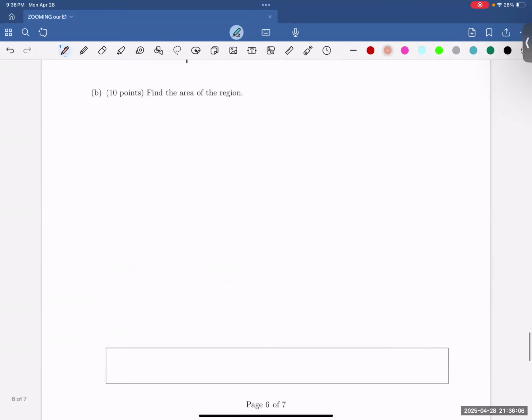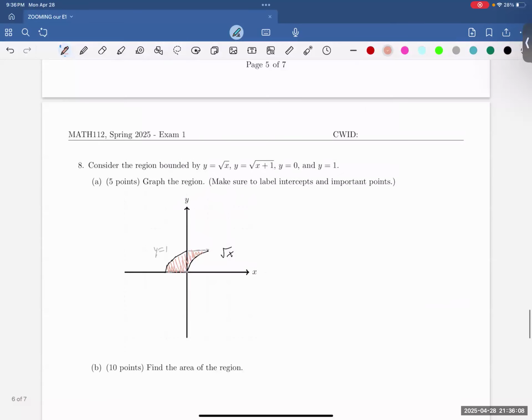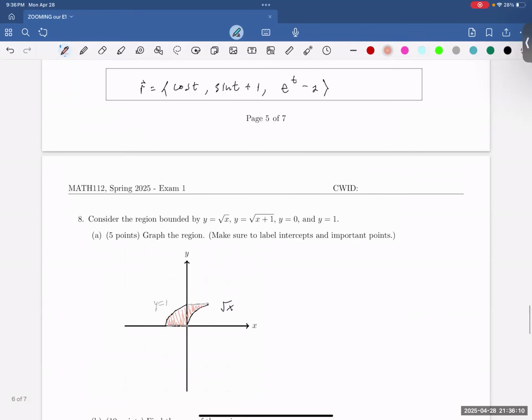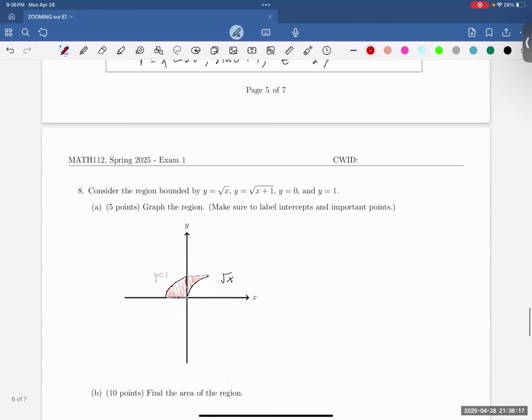So find the area of the region, and it doesn't specify how to do that. So one way would be to realize that if we took all of this red region, actually, let me switch colors. If we took all of this region here and shifted it over, it's the same as this region here. And if we took this region and added it to this region, then we get this square, and that's 1 by 1. So the area is 1.